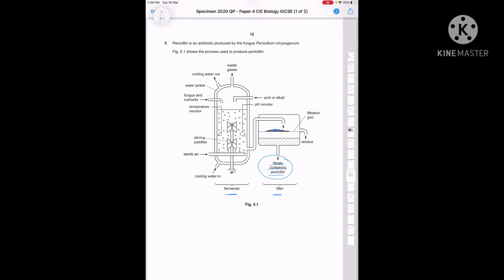As you see, there's a water in, water out jacket surrounding the fermenter, and fungus and nutrients are entering from here. Acid or alkali are entering from the other side. There's a stirring paddle that helps to stir the fungi and all the nutrients in the container around. And there's a temperature monitor as well over here, and a pH monitor just to check the temperature and the pH are optimum for this fungus to work. That was a summary of the diagram.